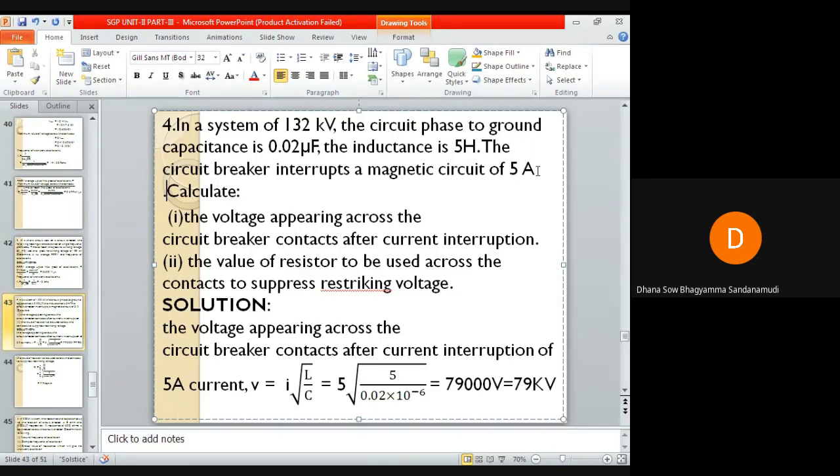Okay. So the voltage that appears across the circuit breaker contacts after current interruption of 5 amperes, V is equal to I into root of L by C. That is the prospective voltage. Prospective voltage V is equal to I root L by C. So I is 5. L value is also 5. C value is 0.02 into 10 power minus 6. You simplify this, you will get 79000 V, that is 79 kilovolts. The voltage that appears across the circuit breaker contacts is 79 kilovolts. That is the prospective voltage.